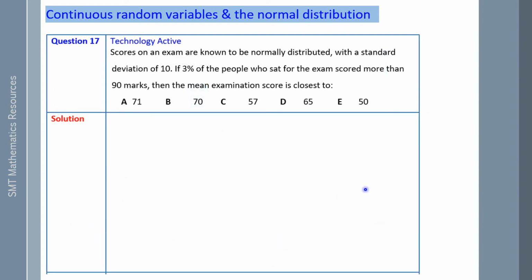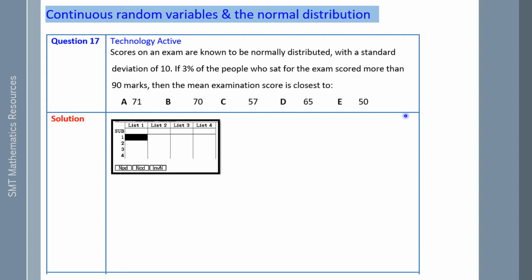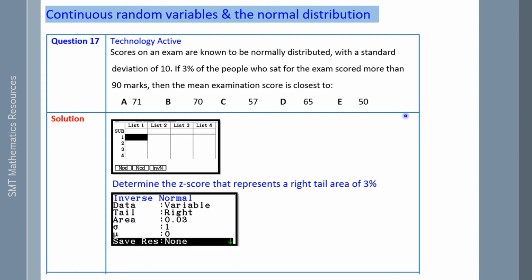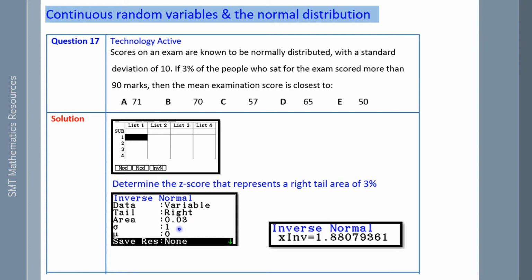Scores on an exam are known to be normally distributed with a standard deviation of 10. If 3% of the people who sat the exam scored more than 90 marks, then the mean examination score is closest to which value? Here we're going to use our inverse. So determine the Z score that represents a right tail area of 3%. I'm going to choose a right tail because above me is 3%, and I want to know what Z score that is. Now the Z score for that is 1.881. Now, since I know the Z score, I can use the Z score rule because I have the standard deviation. I know the mark, I've just got to work out the mean.